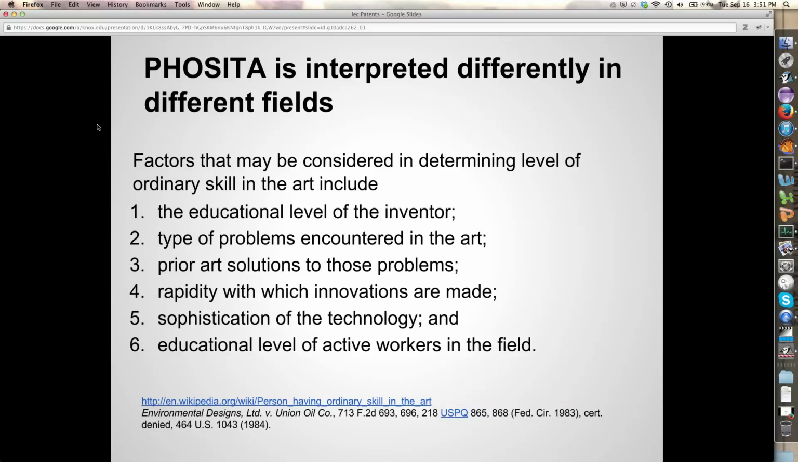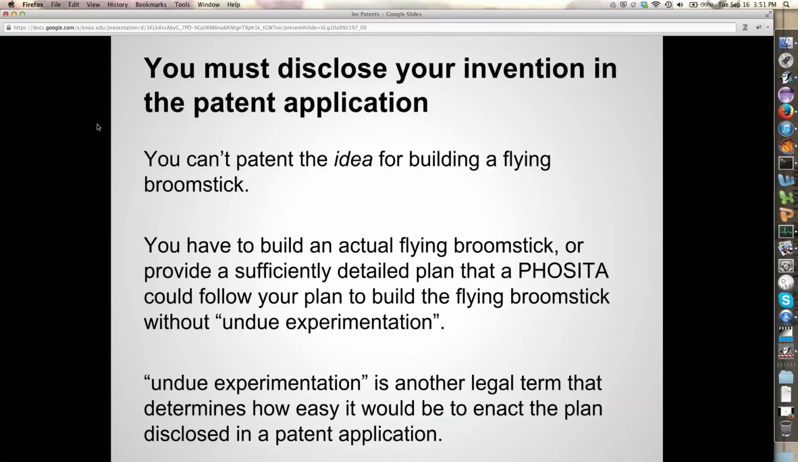So these are some of the criteria that are going to be used by the courts to try to determine what is an appropriate benchmark to use to determine what ordinary skill in the art for that particular field would be, because it's going to vary by industry.